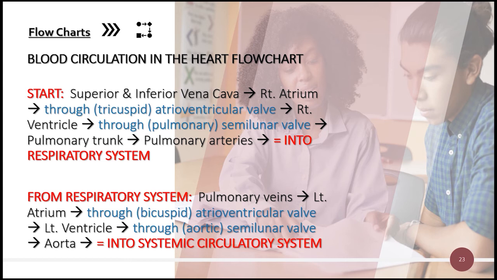And then from the respiratory system, it starts in the pulmonary veins, goes into the left atrium, through the bicuspid valve, into the left ventricle, through the aortic valve, into the aorta, into the systemic circulatory system. So see, this is very simple. You just put the anatomy and then an arrow, and then the next anatomy structure that the blood flows into. And organizing the information like this will definitely help you understand the flow of the blood, or the flow of information in this physiology concept.